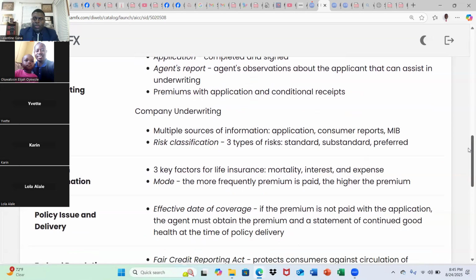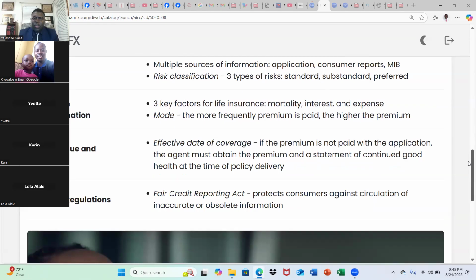Companies will use multiple sources to arrive at a conclusion about a policy. One of those, remember for the exam, the primary source that the company uses to make a decision is the application, is that application you put in. They also have what they call consumer reports. They can get consumer reports to make a decision. They can run your credit report. You can get information from what they call the MIB, the Medical Information Bureau. What is the MIB? What is the Medical Information Bureau?